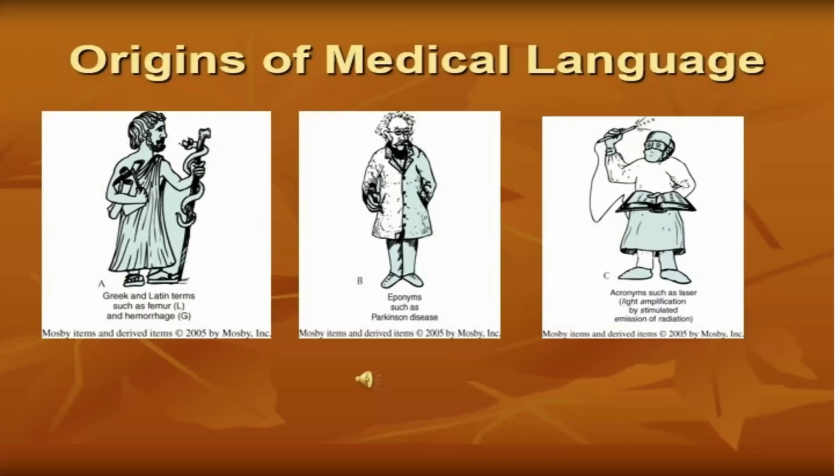So here are some of the origins of medical language. So you have Greek and Latin terms, such as femur and hemorrhage. And you have eponyms, such as Parkinson's disease. That was named for Parkinson. And you have acronyms such as LASER, which is light amplification by stimulated emission of radiation.